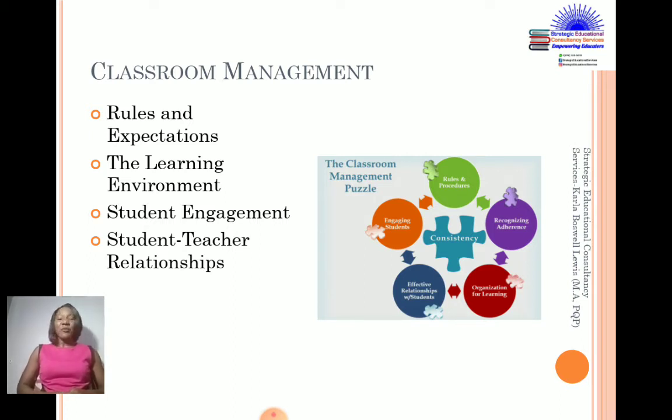And we have a lineup of excellent educators that will take us through. For today, I'll be sharing with you on the rules and expectations. In classroom management, there are four prerequisites to effective classroom management: one, rules and expectations, and the others, the learning environment, student engagement, and student-teacher relationships. And so I'll be looking at the rules and expectations.